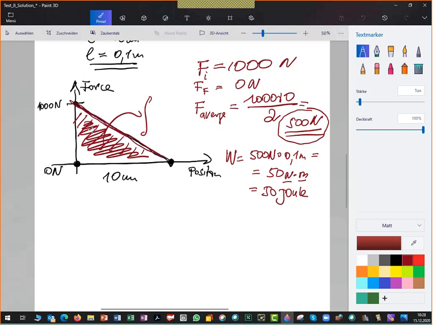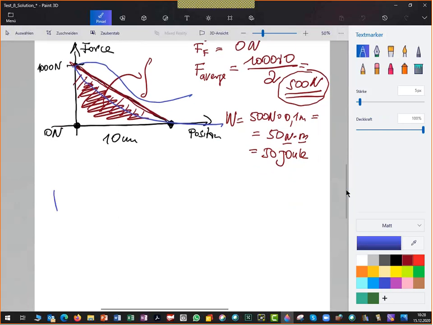And indeed, this assumes that if our force would depend on position in another way, for example, not linear, but maybe like this, or maybe sort of exponential, in all these cases, the work we need to find would be the integral between our 0 point, the initial point, to our final point, of the force, which will depend on distance, dr.